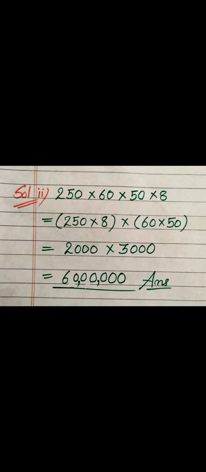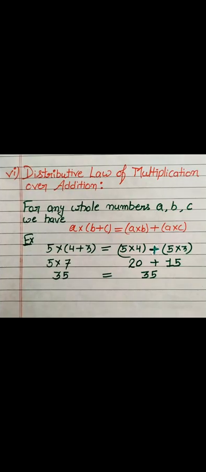Now next is distributive law of multiplication over addition. By this law, if we have 3 numbers a, b and c, and we have a into, within a bracket, b plus c, then the number a will multiply both the terms of the bracket, like a into b plus a into c. In the example, we have taken 3 numbers 5, 4, 3. So this 5 will multiply first by 4 and then by 3, like 5 into 4 plus 5 into 3.